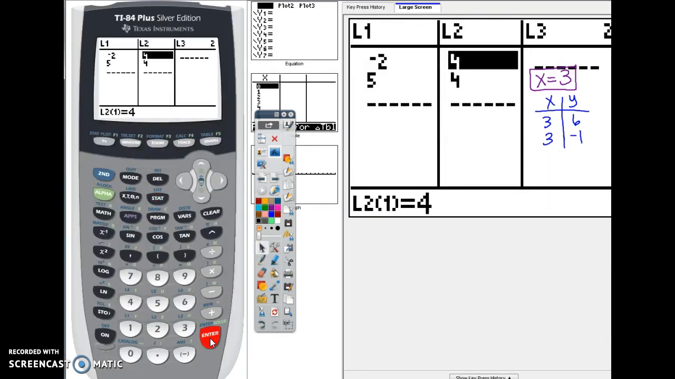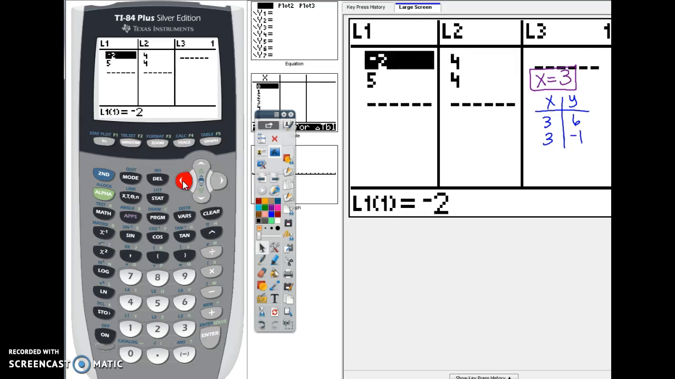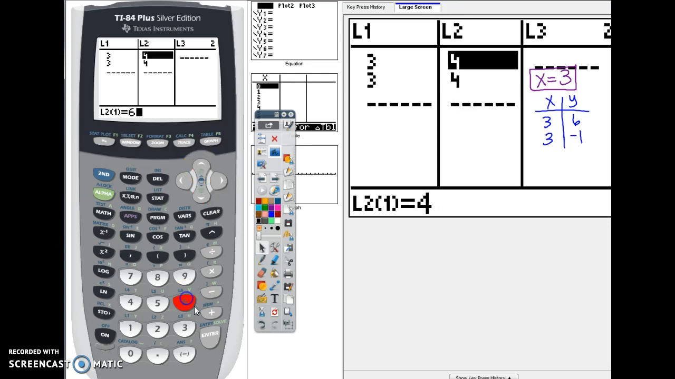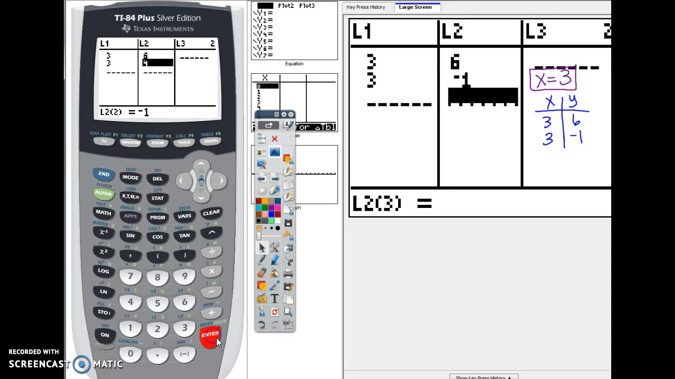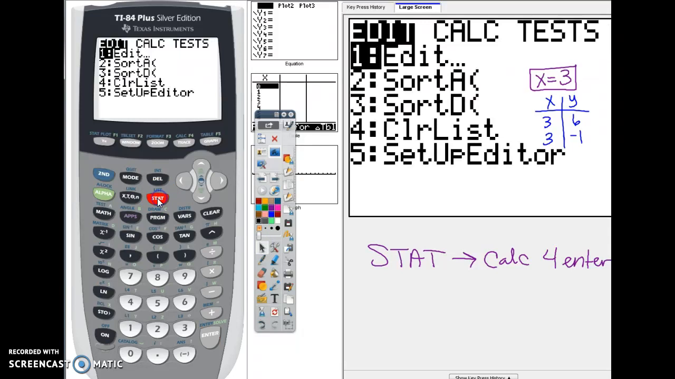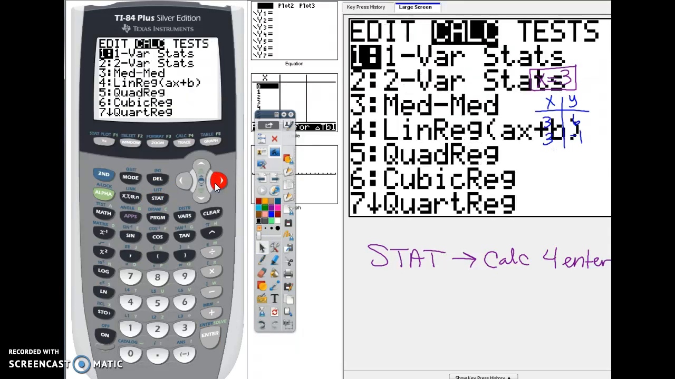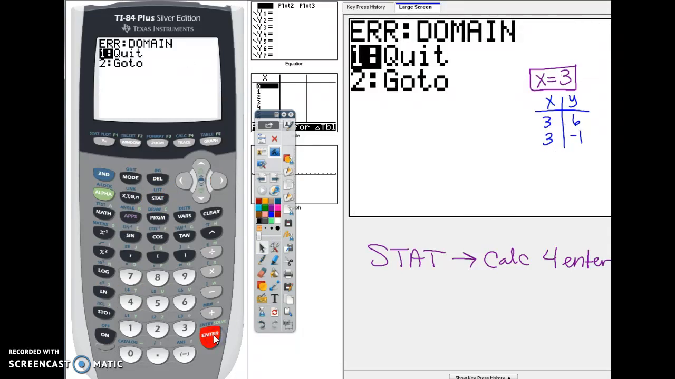Stat, enter. So I have 3, enter, 3, enter. On the other side, I have 6, enter, negative 1, enter. So we're going to go to Stat, arrow over to Calc, 4, enter.